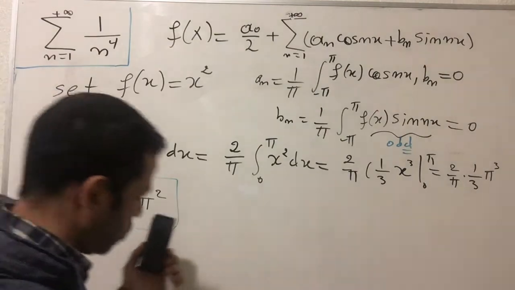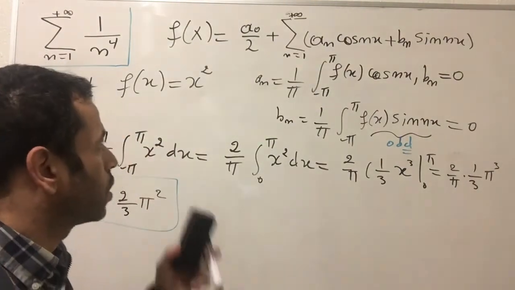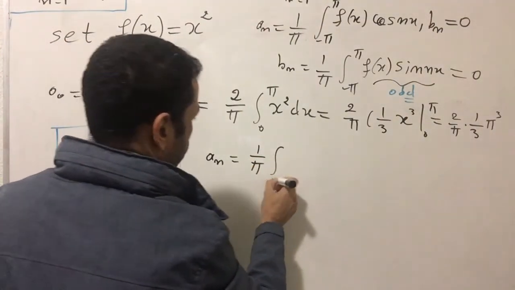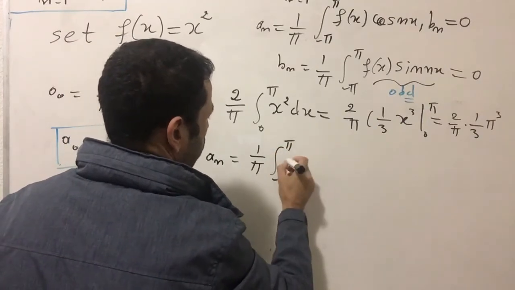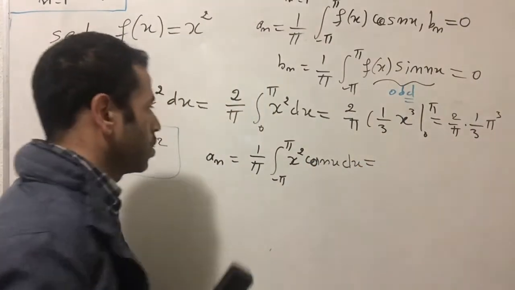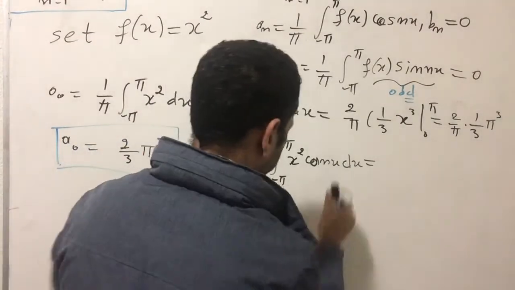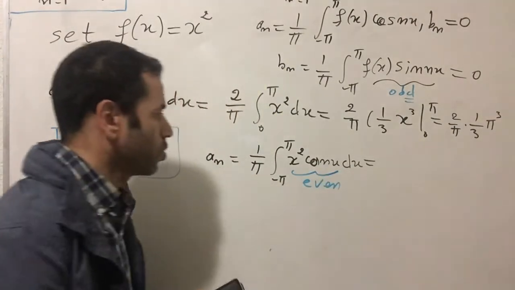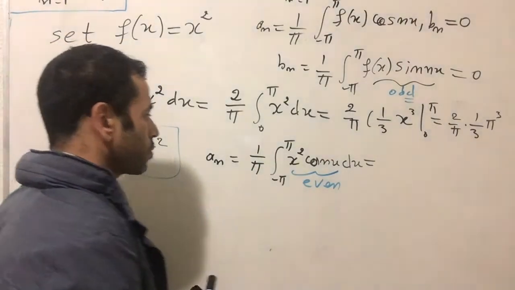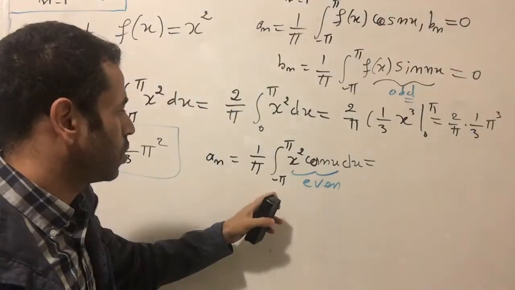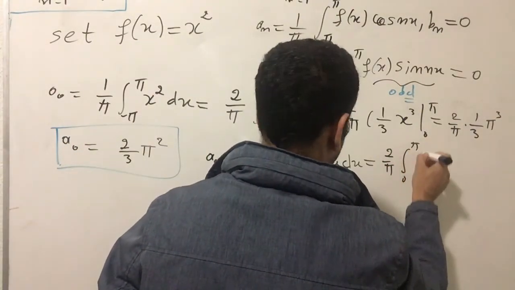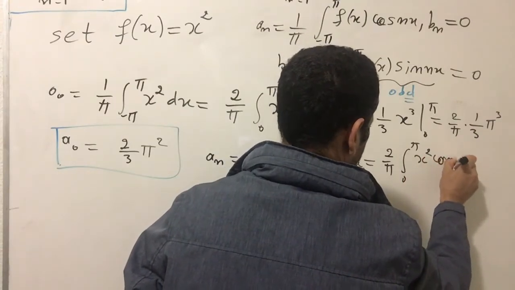Now I'm going to calculate a sub n. a sub n equals 1 over pi, the integral from minus pi to pi of f of x, so we have x squared cosine nx dx. It's the same thing here: this is an even function, so I don't have to calculate the integral over minus pi to pi. I can do 2 times this integral from 0 to pi of x squared cosine nx dx.